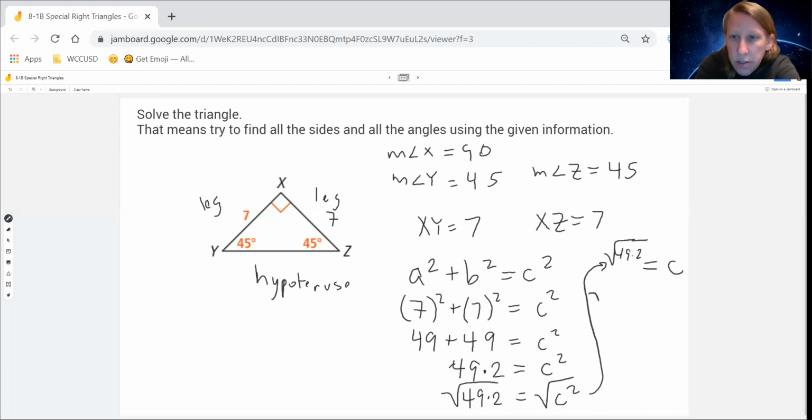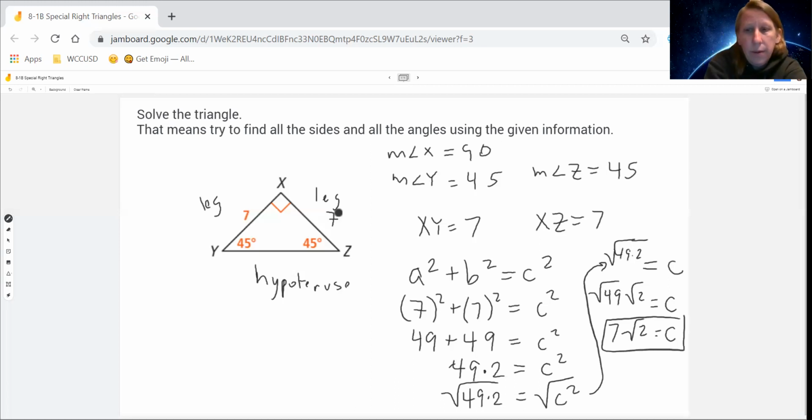And the square root of 49 is 7. The square root of 2 is the square root of 2. So the answer to this problem is 7 square root 2. You can also use a decimal for that. So you can hit 49 plus 49, and then you can do more math on that. All right, let's move on.